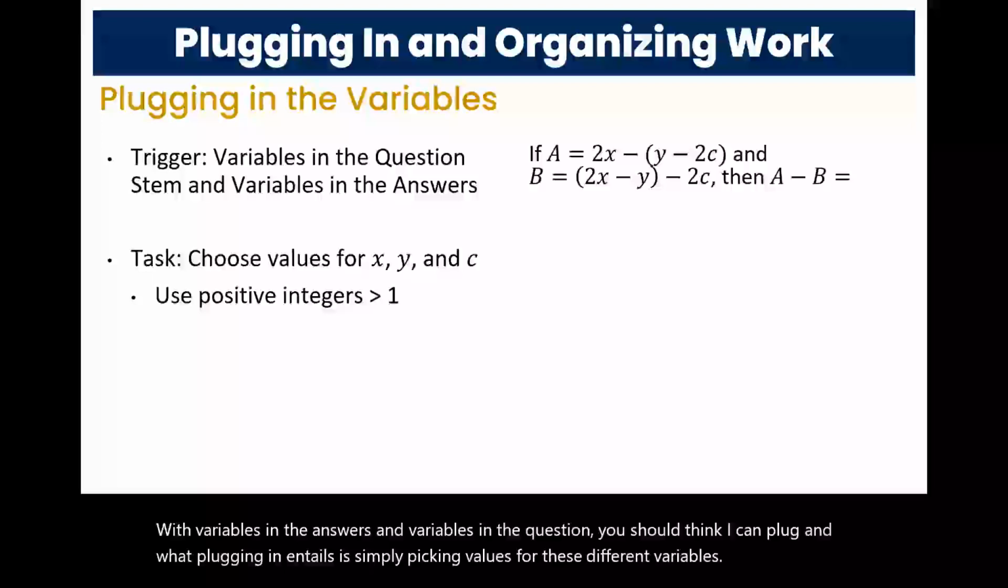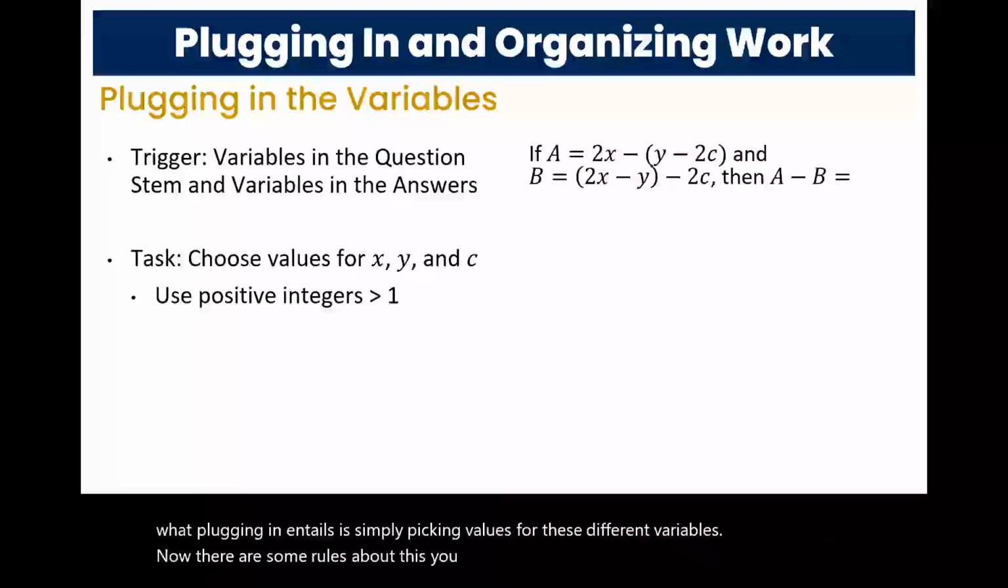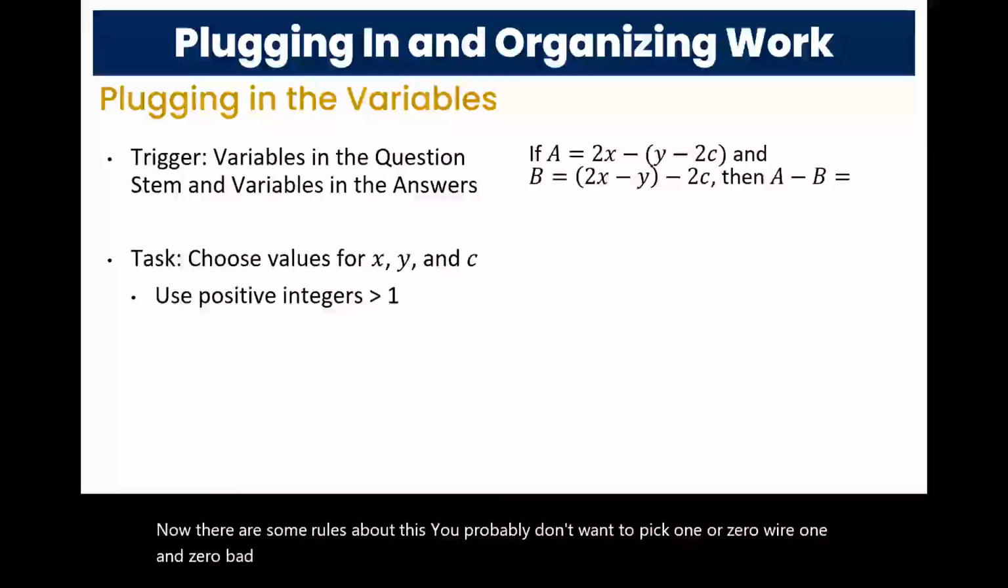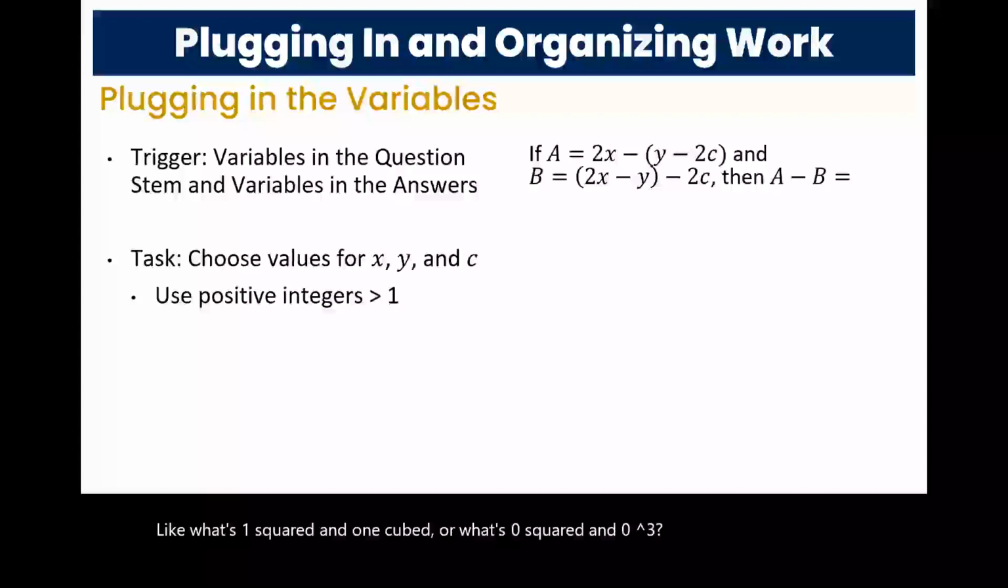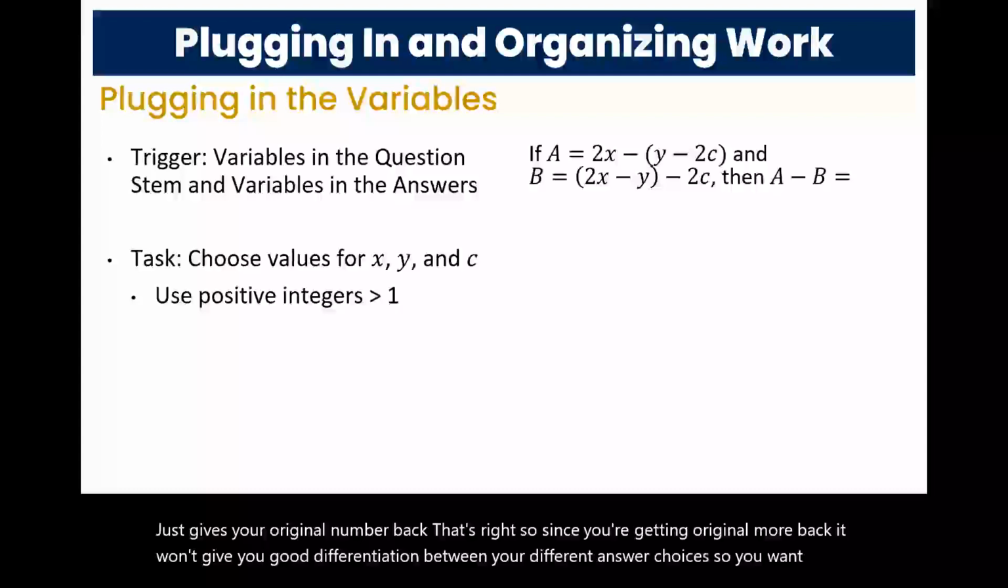Now, there's some rules about this. You probably don't want to pick 1 or 0. Why are 1 and 0 bad choices for plugging in? Like what's 1 squared and 1 cubed? Or what's 0 squared and 0 cubed? It just gives your original number back. That's right. So since you're getting your original number back, it won't give you good differentiation between your different answer choices. So you want to stick to numbers greater than 1.